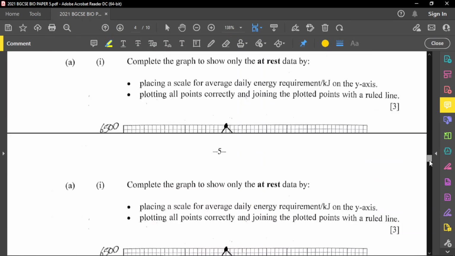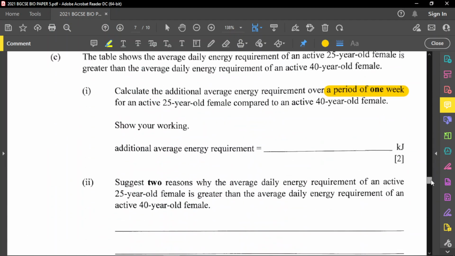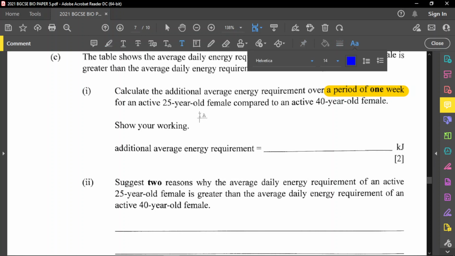So let's go back down. We're going to calculate this and show the working. The first thing is the daily energy requirement difference. The daily difference will be 8,000 minus 7,600, and that will give us 400. So that's equal to 400 kilojoules.